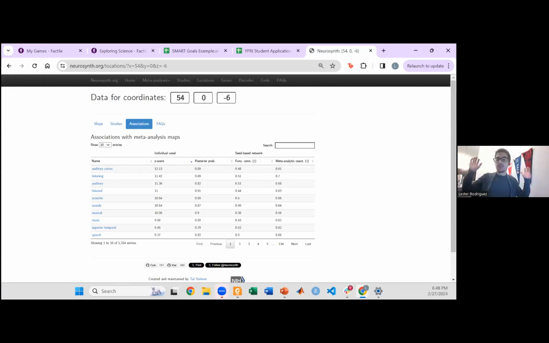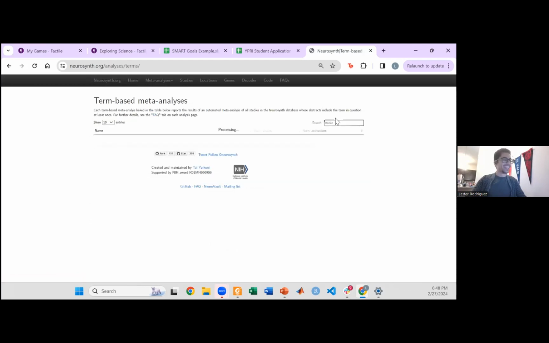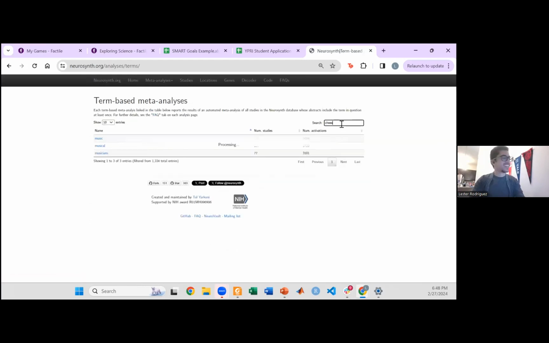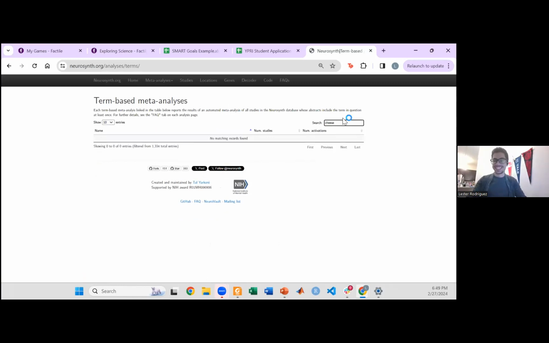You can keep looking at it in your spare time if you want to try to find more stuff, more areas. Somebody said do cheese. I don't think cheese is gonna pop up, honestly. Like, I don't think many people have done studies on cheese. See, it's not popping up. You can keep trying a bunch of stuff, see if you get results. You might not. That just means people haven't done your study yet. You can do the study to find where the brain processes hamburgers or cheese.